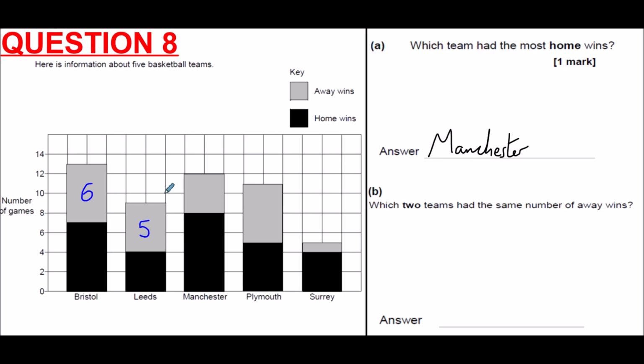Manchester, from 8 up to 12, we had 4 away wins. Plymouth, this bit here is 5, and it goes up to 11. So from 5 to 11 is 6. And finally Surrey, that's just 1 away win. So for teams that have the same number of away wins, we can see that it's Bristol and Plymouth, because Bristol and Plymouth both had 6 away wins. So for the answer line for part B, just need to write down that it's Bristol and Plymouth.